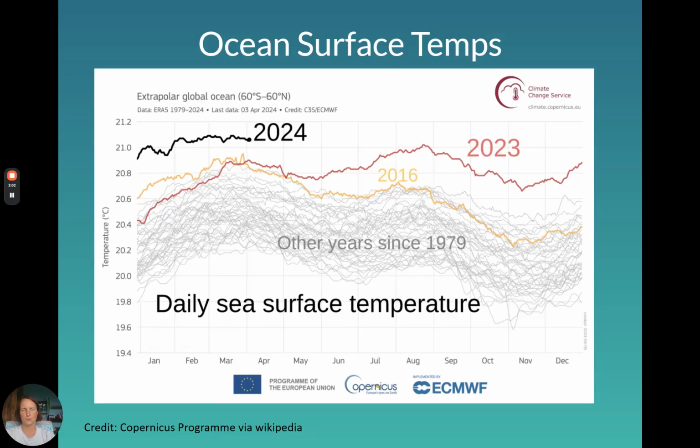So ocean surface temperatures. This is a graph that looks at every year from 1979 until 2024, and obviously only until April of 2024. And you can see the average temperatures here in degrees Celsius, and you can see overall they have been rising since 1979. You can see 2024 was the warmest year on record. 2023 was the warmest year on record before that. Obviously, the water in the oceans is getting warmer over time.